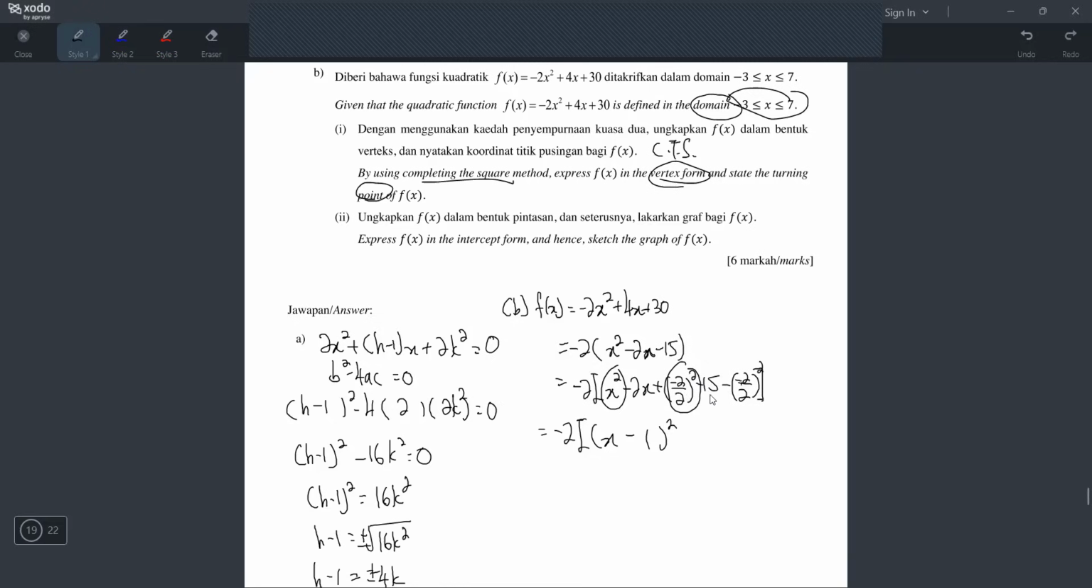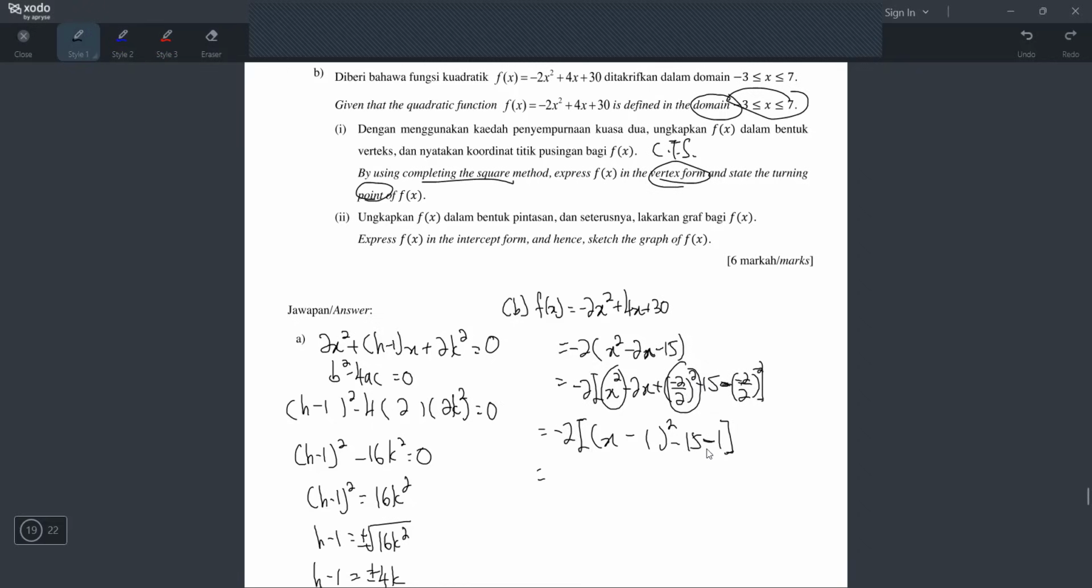And then here is minus 15, right? So minus 15, and then minus, this one also minus, and then negative 2 divide 2 is negative 1, but this one you cannot square. So what is negative 1 square? Positive 1, and then close big bracket. Okay, even though it's positive 1, but I still write minus because there's one more minus outside the bracket. Okay, okay, now what?